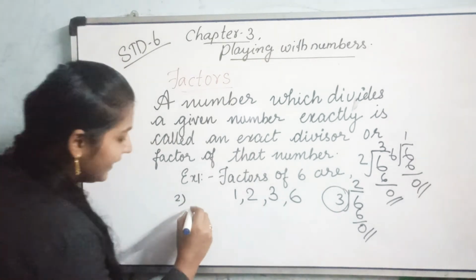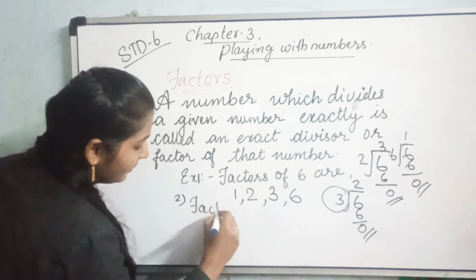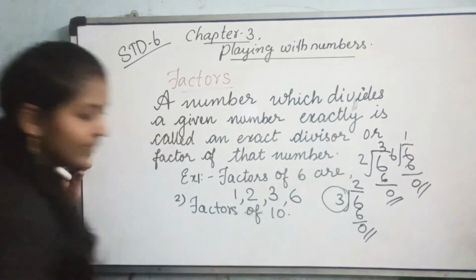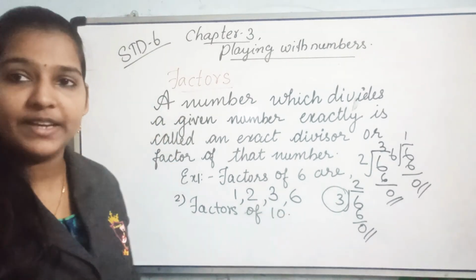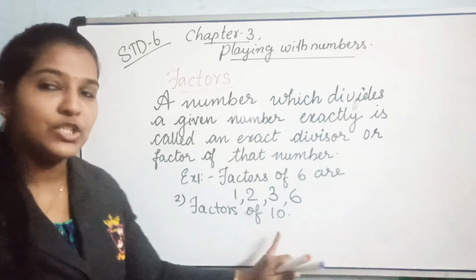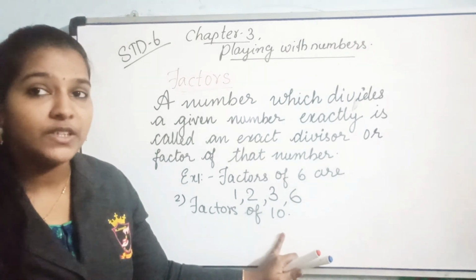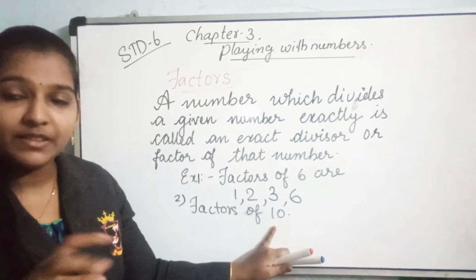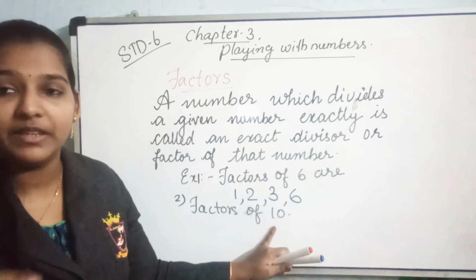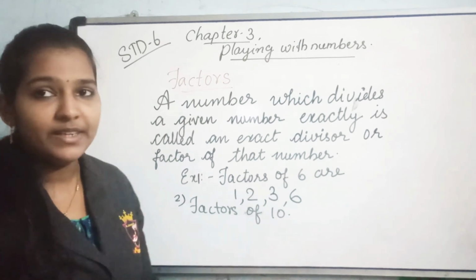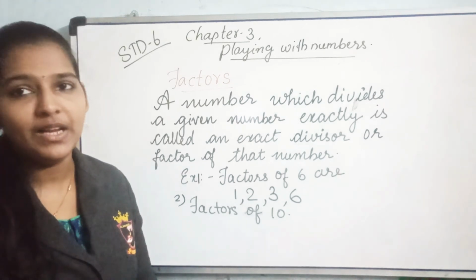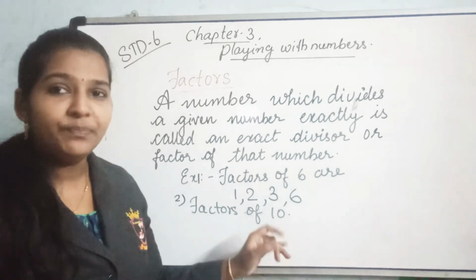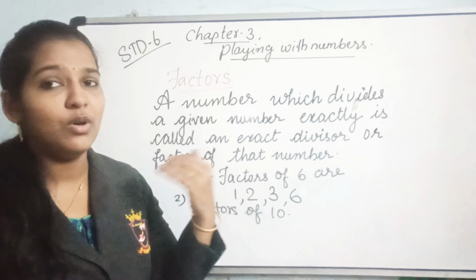Write the factors of 10. Tell me children, which are the factors of 10? Factors of 10 means the numbers which we can use to divide 10, and which will divide it exactly without leaving any remainder. So look at this number, children, and tell me in which tables we can find 10.